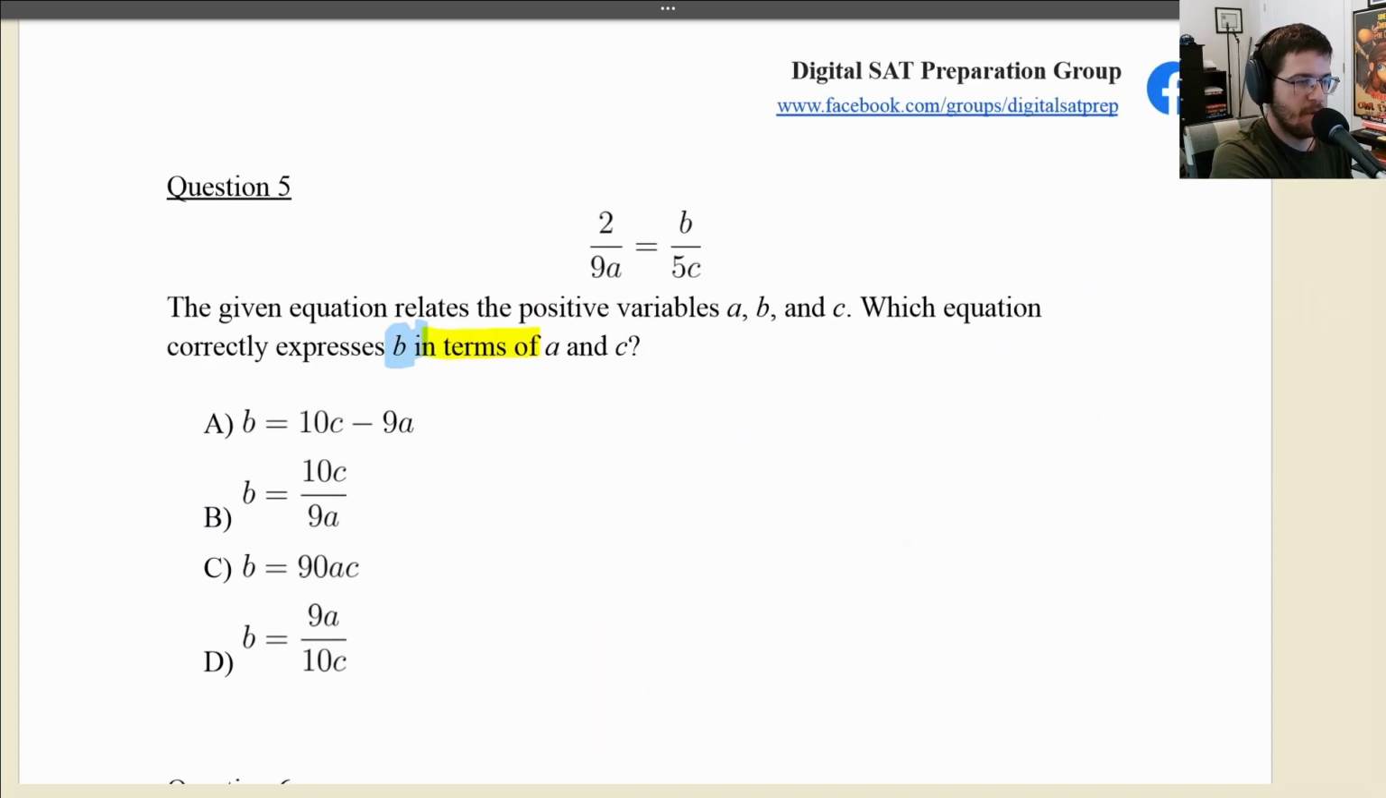Okay, question 5. I got two fractions equal to each other. Probably the easiest thing to do is to cross multiply. So we set the cross products equal to each other, the diagonals, the product of the diagonals. So 2 times 5c, well, 9 times ab, that's 9ab.